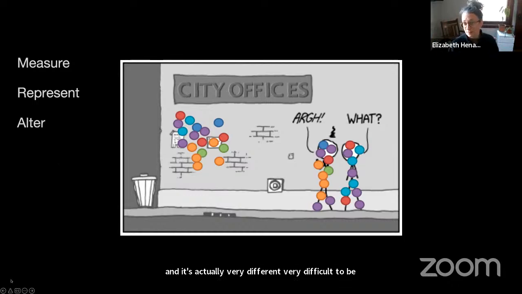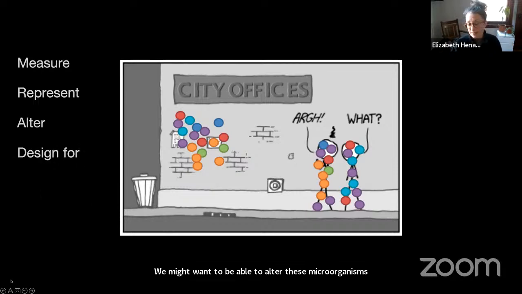We might want to be able to alter these microorganisms or alter our built environment as a function of what we measure. In that sense, we want to be able to design for these organisms. So being able to, again, choose materials and shapes in order to select for specific populations.